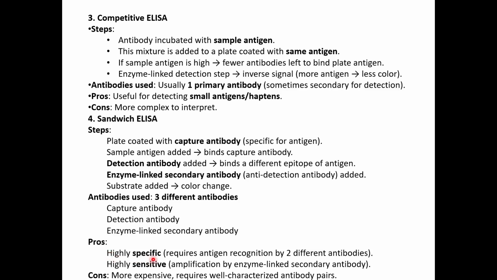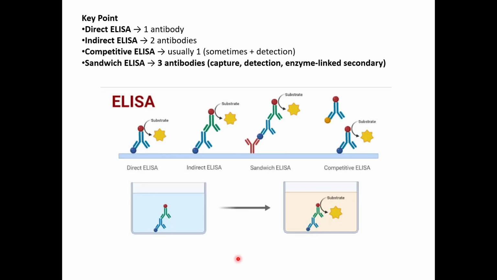It is highly specific and it requires antigen recognition by at least two different antibodies. And it is highly sensitive because amplification occurs because of the secondary antibody that we are using. And it is more expensive because it uses three antibodies and it requires well characterized antibody pairs. So you need to have an antigen which can be recognized by two different antibodies. If it has a single epitopic region, then you cannot use that kind of antigen for this. So this is about the different types of ELISA.